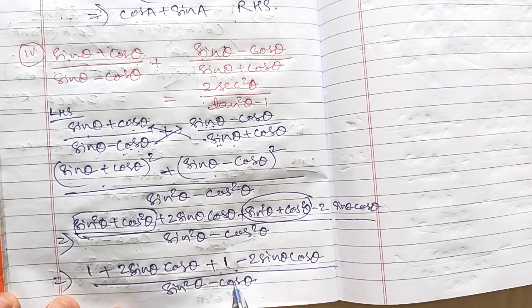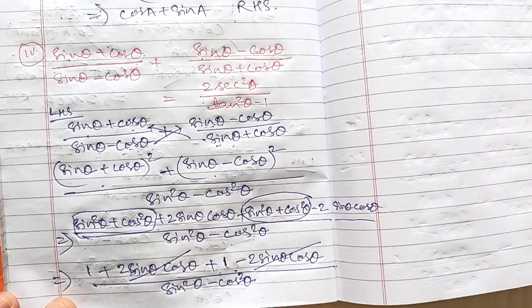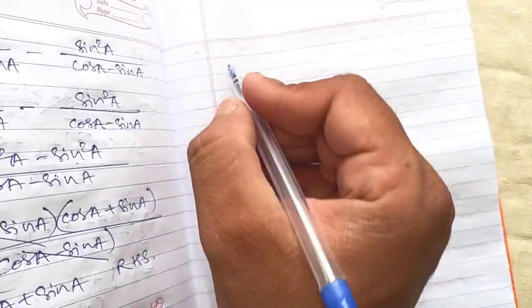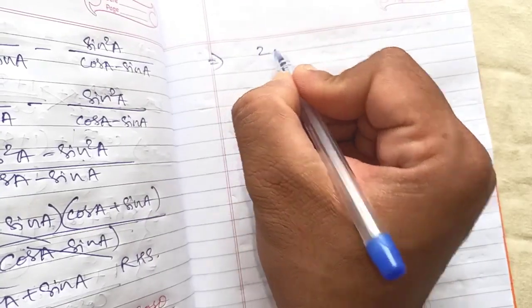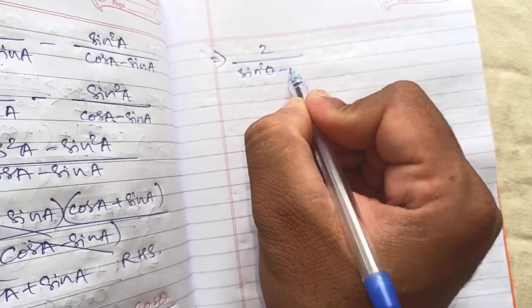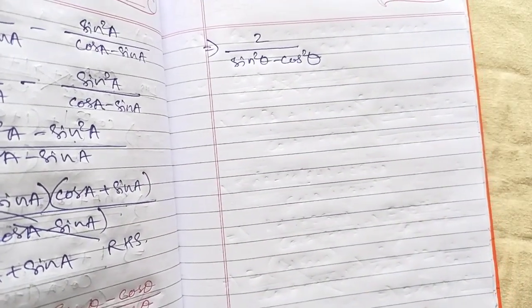Okay, now these two are the same term but with opposite sign. 2 sin theta cos theta cancelled because plus and minus sign is there. Now what is left? 1 plus 1. What is 1 plus 1? 1 plus 1 is 2. Okay, 2 divided by sin square theta minus cos square theta. This much we got in the last line.